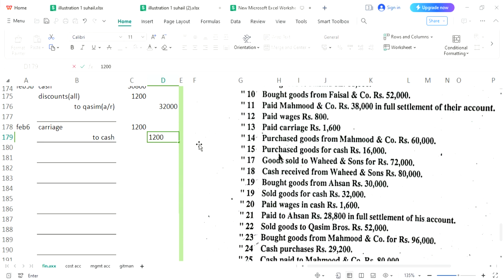All right, so just consider it the first part. We will come back and we'll be solving the next entries. We have completed up to the February 6th entry, and we will be completing our next entries in the second part.